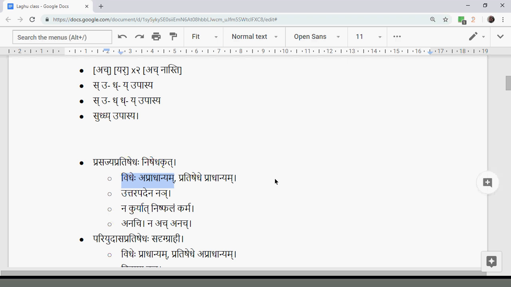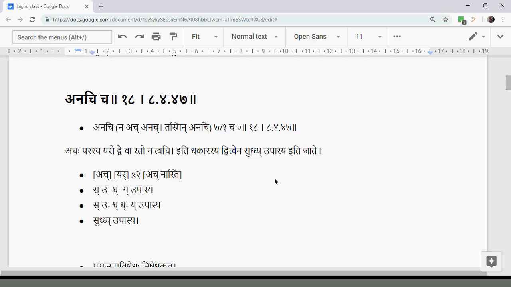Vidhi is not pradhana means what? Although anachi cha is giving a vidhi, still the nanj is not going with the vidhi. Vidhi pradhanam: nanj is not negating a kriya. Vidhi is indicated by a kriyapada, or a kriyapada equivalent. And here what is being said?